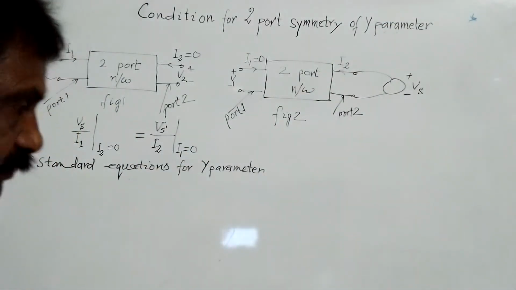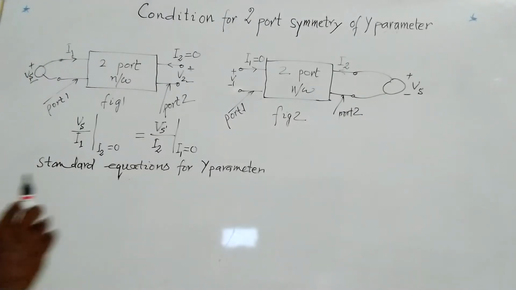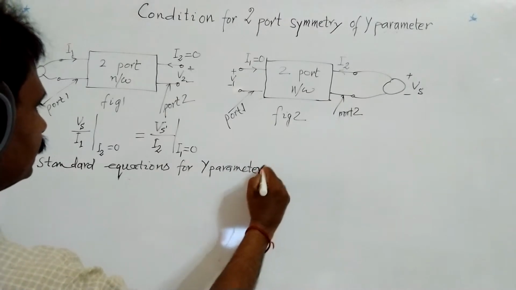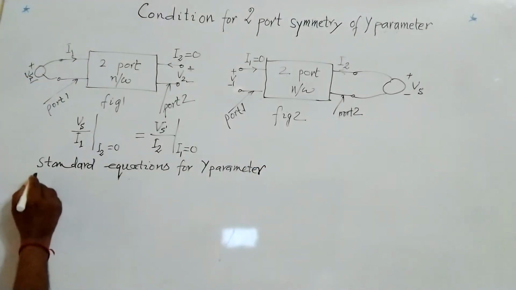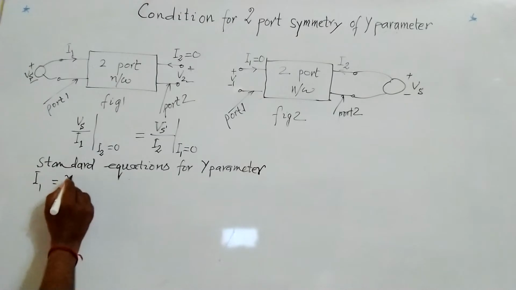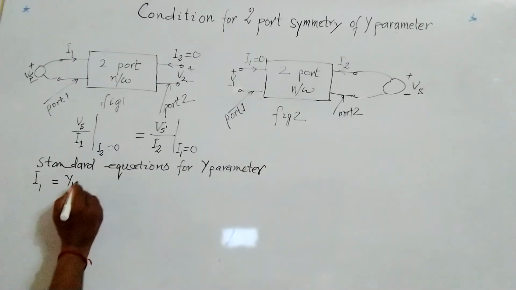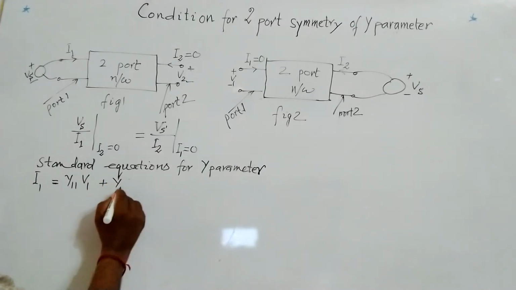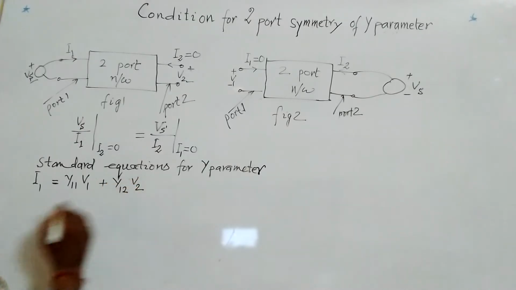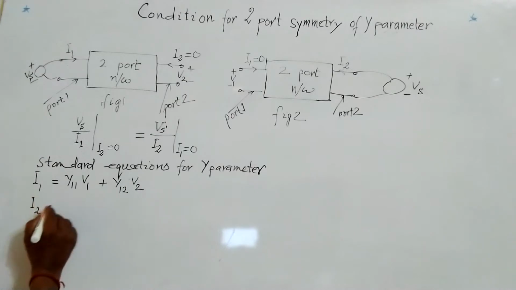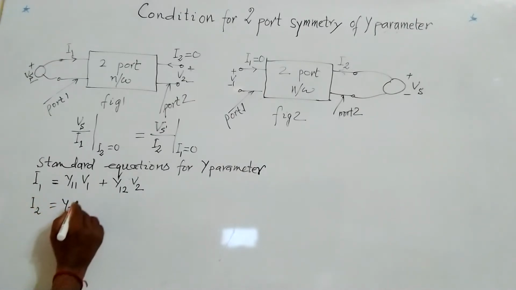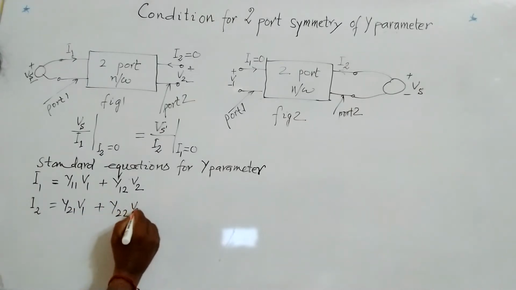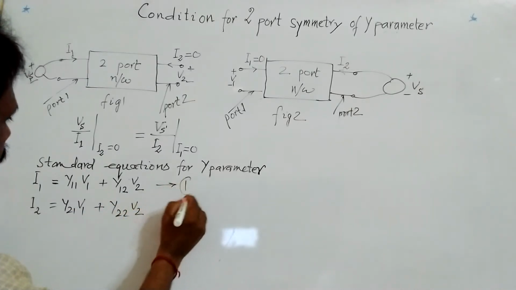We know that the standard equations for the y parameters are: I1 equal to y11 into V1 plus y12 into V2, and I2 equal to y21 into V1 plus y22 into V2. These are the two standard equations.